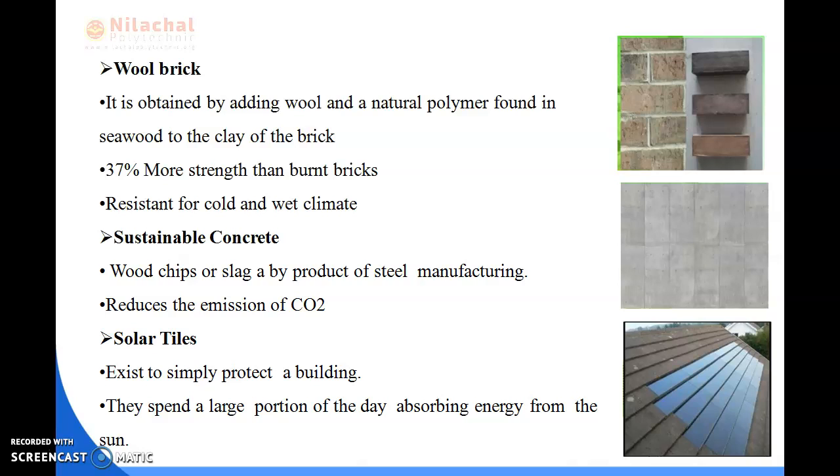It is made with wood chips or slag, a byproduct of steel manufacturing, and it reduces the emission of carbon dioxide. So that is sustainable concrete. Next is solar tiles. They exist simply to protect a building, and they spend a large portion of the day absorbing energy from the sun. We can also use solar tiles in our green buildings.